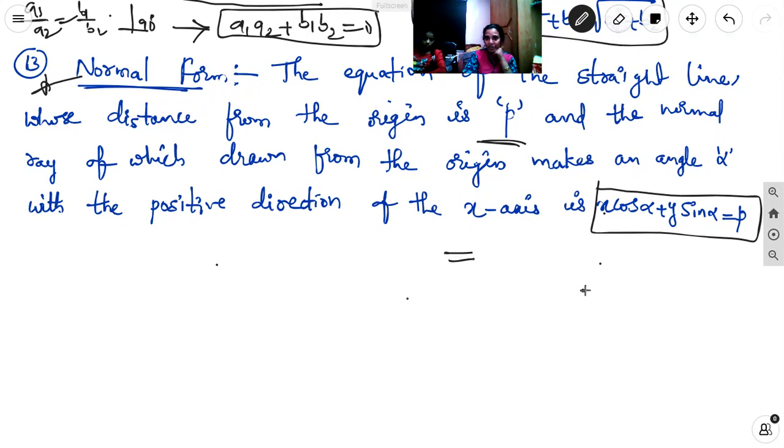The origin to the straight line distance is small p, and we can draw another line making an angle alpha with the x-axis. Then x cos alpha plus y sin alpha equal to small p is the normal form of the straight line equation.